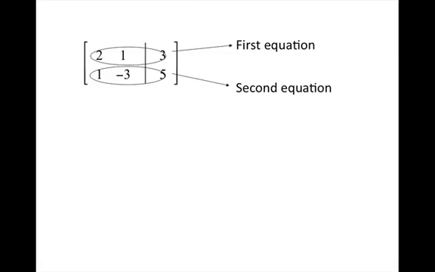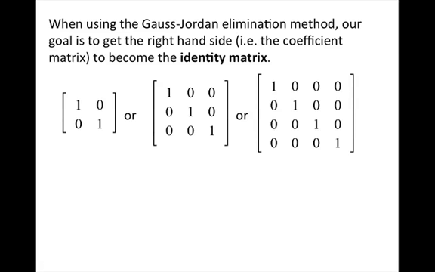Now let's look at the rows. Row 1 represented my first equation, and row 2 represented my second equation. Well, when using the Gauss-Jordan elimination method, our goal is to get the left-hand side of that vertical bar, which is my coefficient matrix, to become the identity matrix.